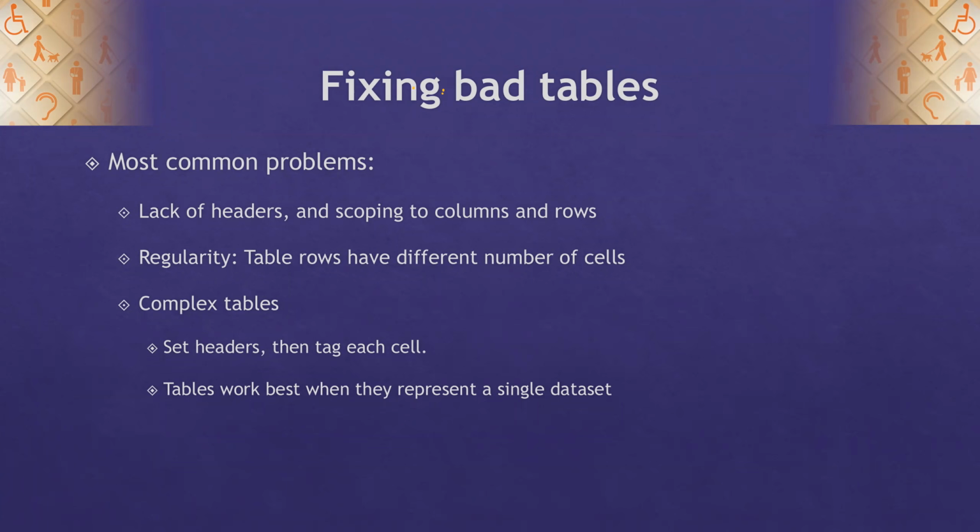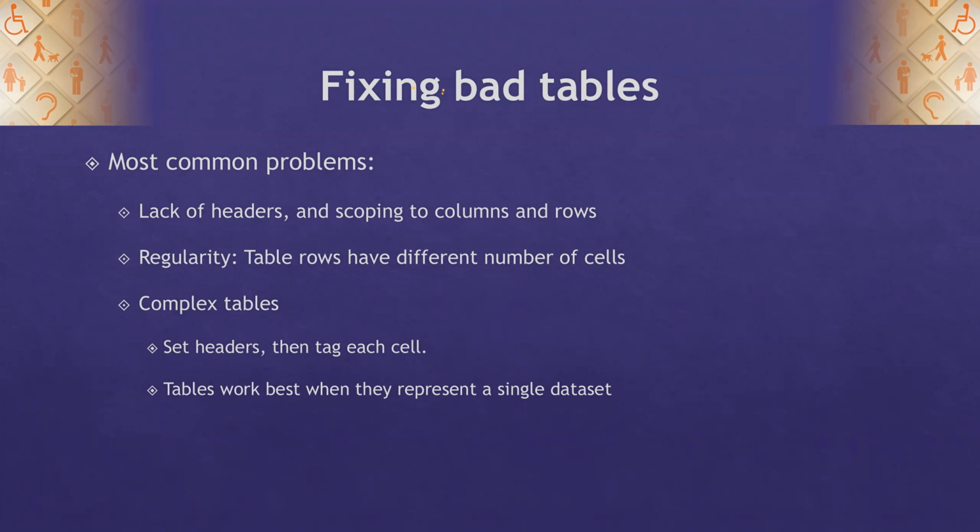The other issue that happens a lot is regularity, and that's when table rows have different numbers of cells. You'll see this a lot with stuff imported from Excel. People that use a lot of Excel want to get every bit of content in their spreadsheet, and a table really just needs to be data.